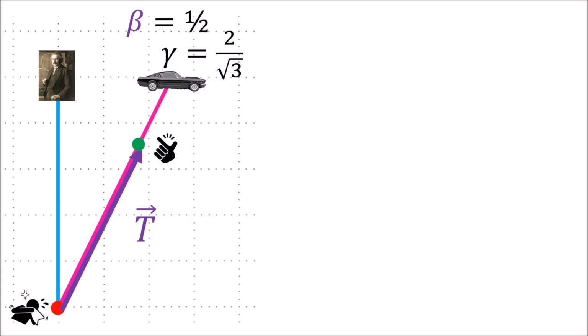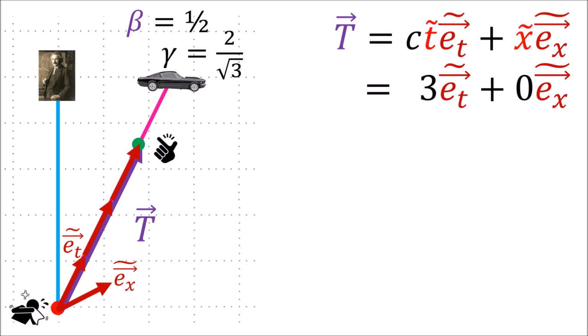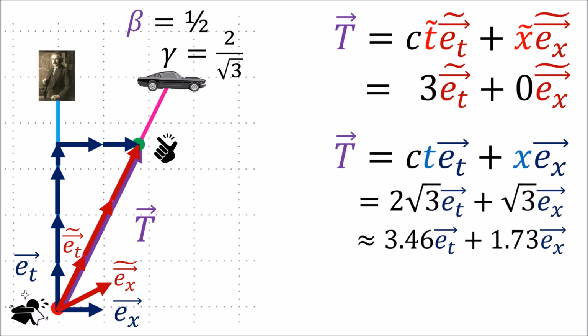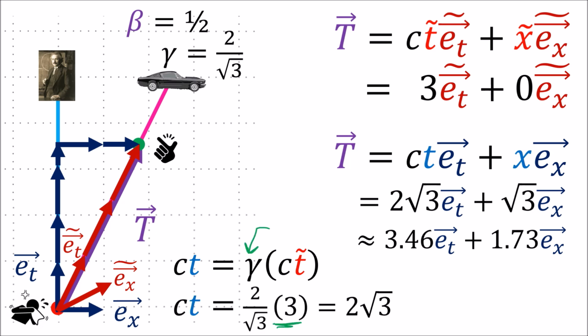Once again, this works out geometrically. The car sees that the vector T is equal to exactly 3 time vectors, which matches the components 3, 0. Meanwhile, Einstein needs about 3.5 time vectors and slightly less than 2 position vectors to construct T, which matches the components of 3.46 and 1.73. And once again, the gamma factor is what converts the time in the car's frame, 3, to the time in Einstein's frame, 2 times the square root of 3.